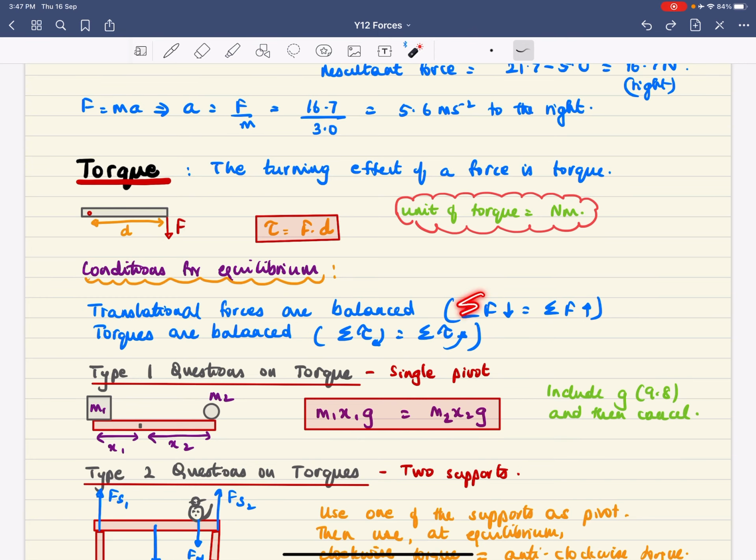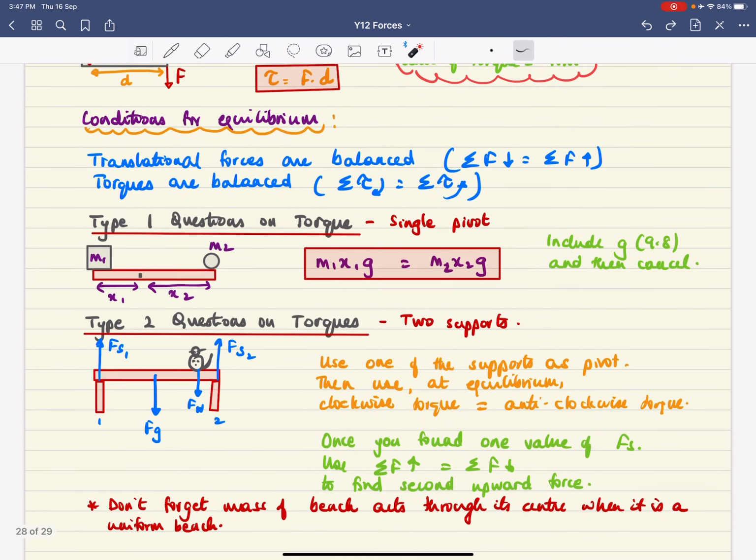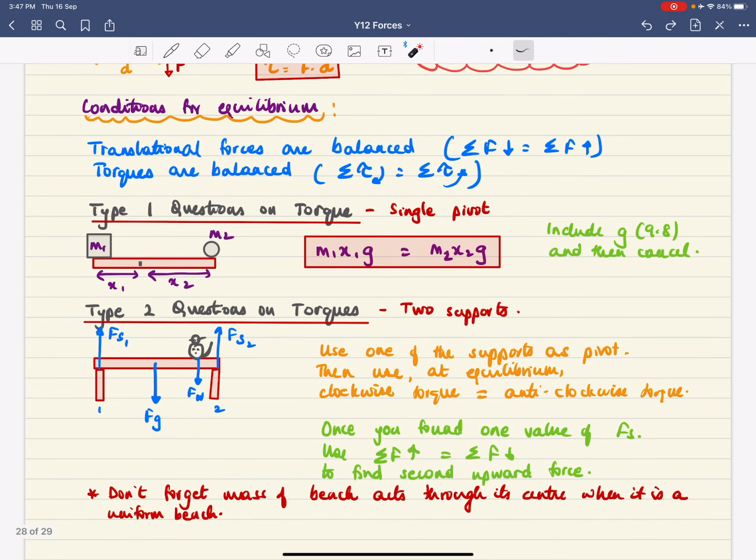So this symbol here, sigma, means sum or total. And then your torques are balanced. That means your total clockwise torque equals the sum of anti-clockwise torques. I've just written it symbolically. The two possible questions on torque, two types rather, one of them is with a single pivot.